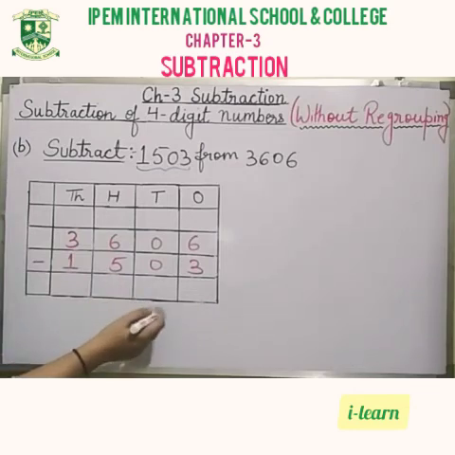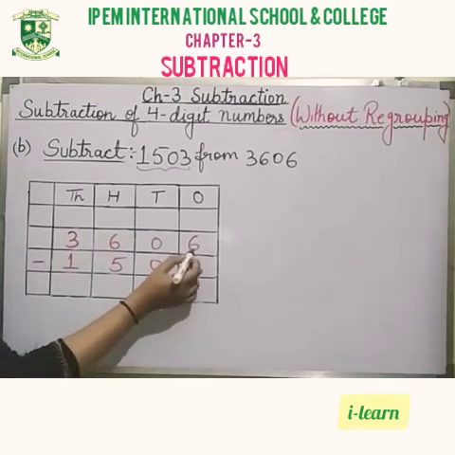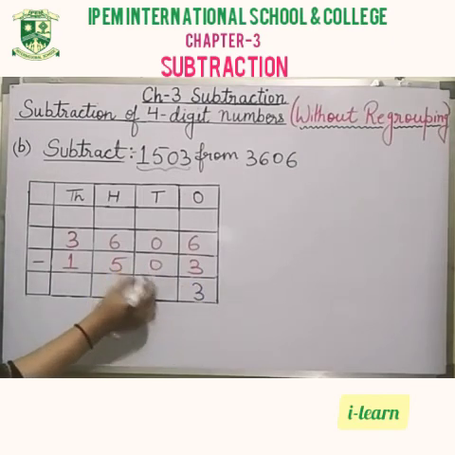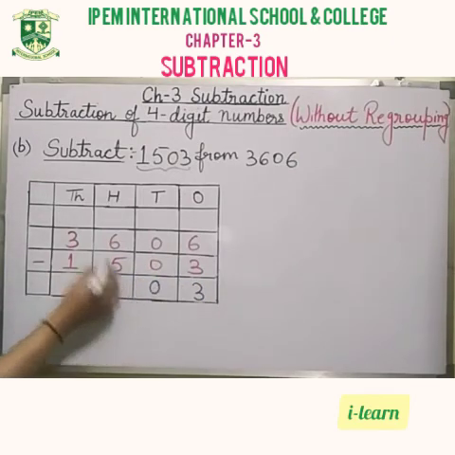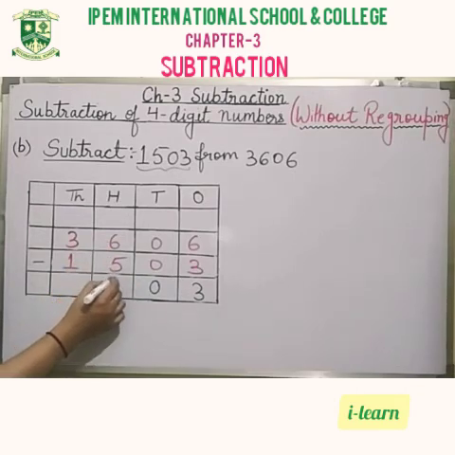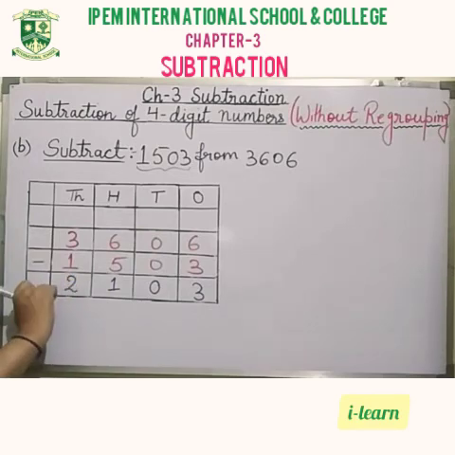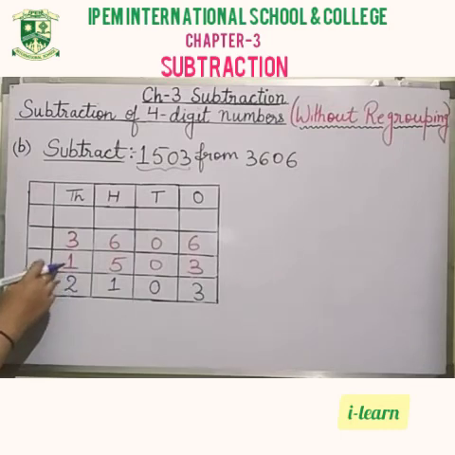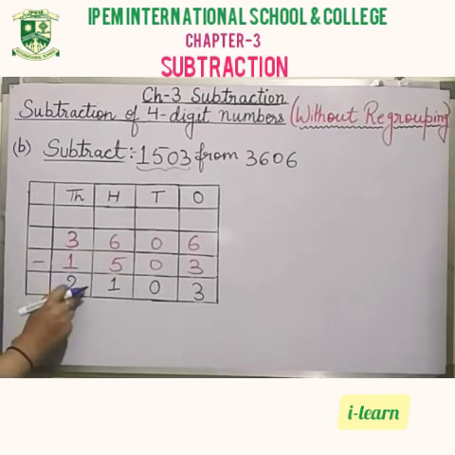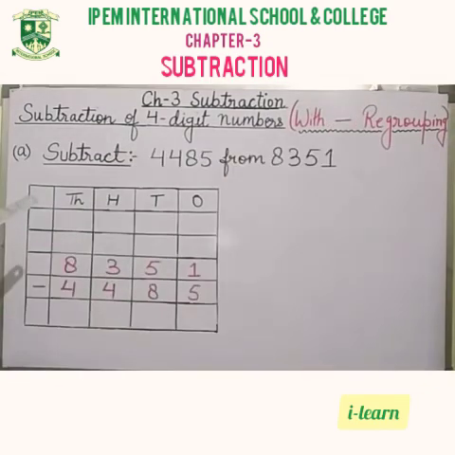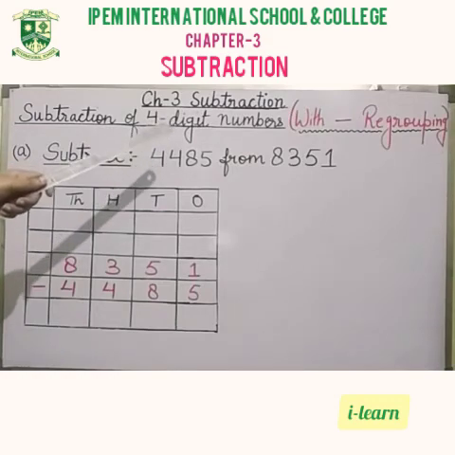Now start subtracting from ones place. 6 minus 3 is equal to 3. 0 minus 0 is equal to 0. 6 minus 5 is equal to 1 and 3 minus 1 is equal to 2. So what is the difference between these two numbers? The difference between these two numbers is 2,103.